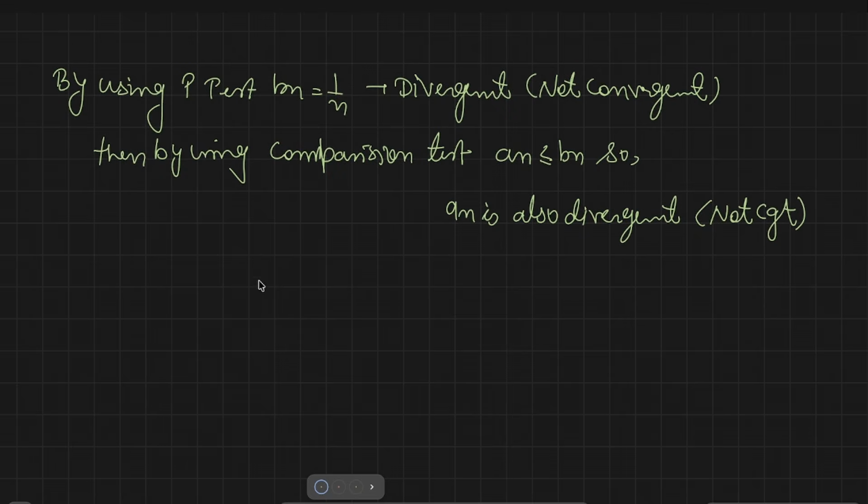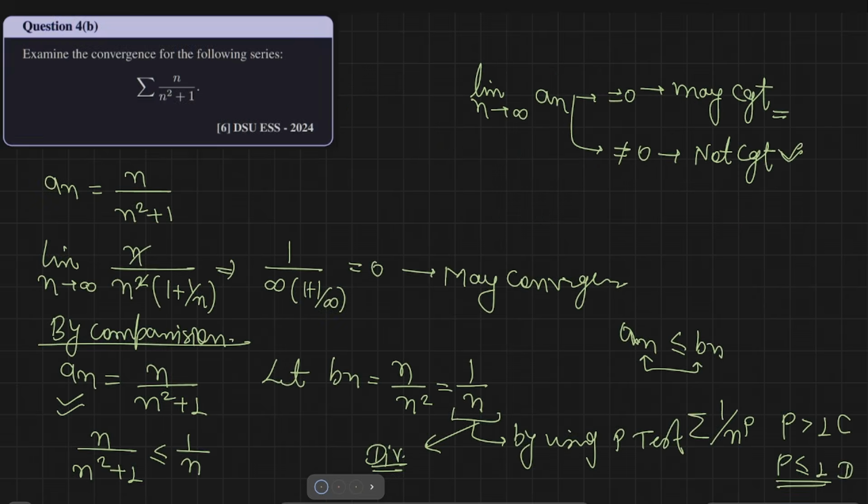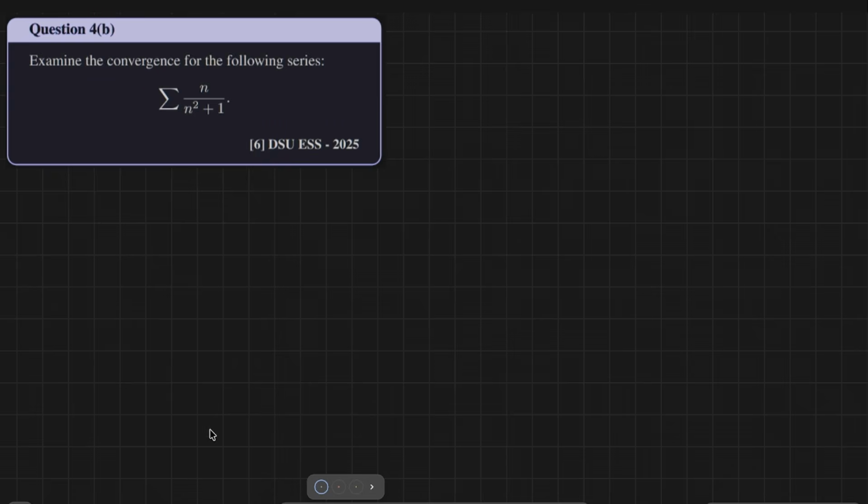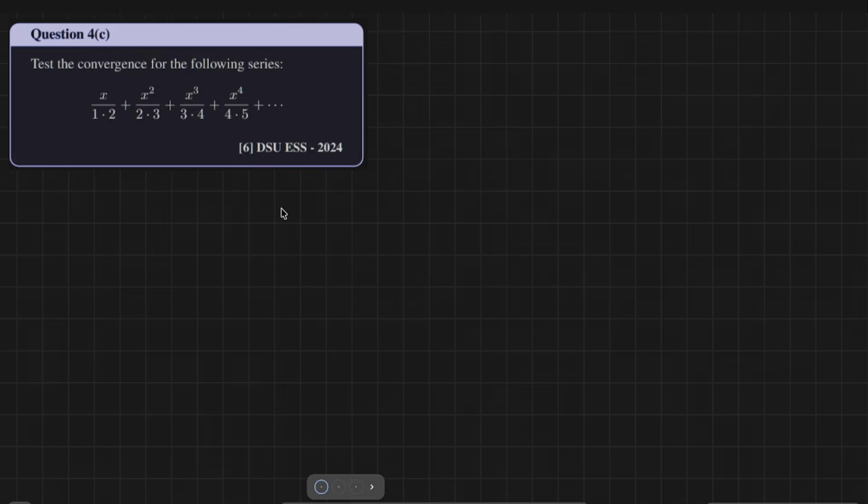Now come to the next point, next question. Okay, this is the divergence. The next series is again n square plus 1. The same question is repeating. Okay, so in 2025 the same question was there for the series. Examine the convergence for this series. Now come to the next question. Now test the convergence for the following series. Once x square is there in the series, you have to find out the cases for the series. Here the x term is there.